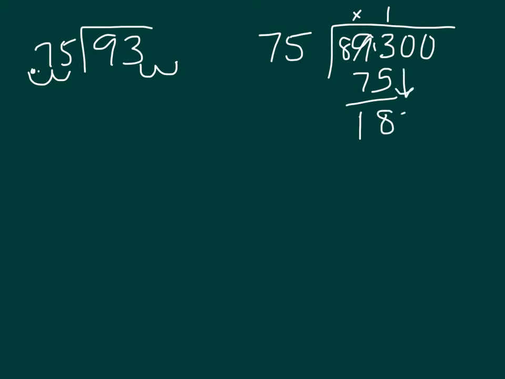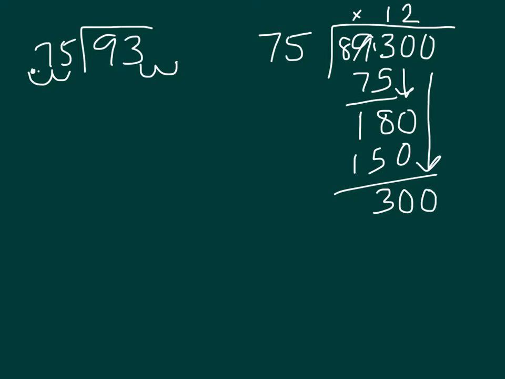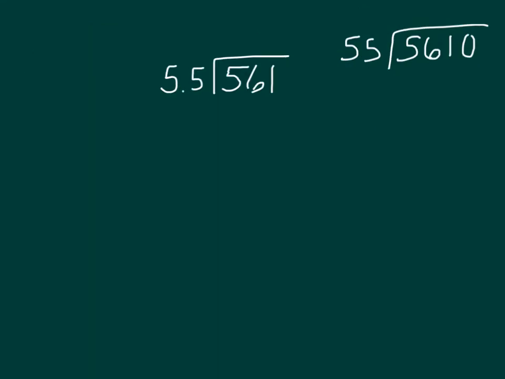I bring down my 0, and I think, okay, 75 and 75 is $1.50, and so I'm going to try 2, and I know that's $1.50. And then I bring this down, and then I can think to myself, 150 2 times is 300. So if I take this 2 times, I get 300, and there's my answer of 124.